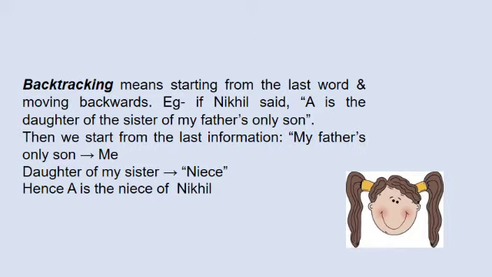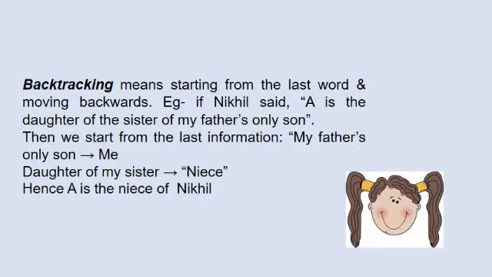Backtracking means starting from the last word and moving backwards. For example, Nikhil said, A is the daughter of the sister of my father's only son. So we start from the last information. What's the last information? My father's only son. My father's only son is me, Nikhil, since Nikhil is making the statement. The daughter of my sister, that means Nikhil's sister's daughter, will be Nikhil's niece.